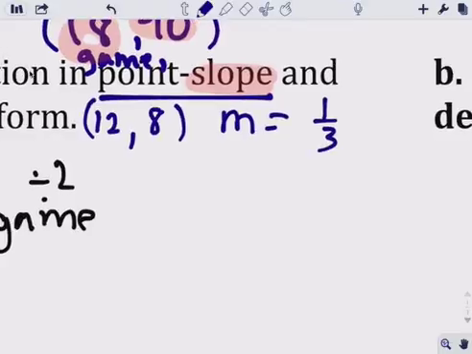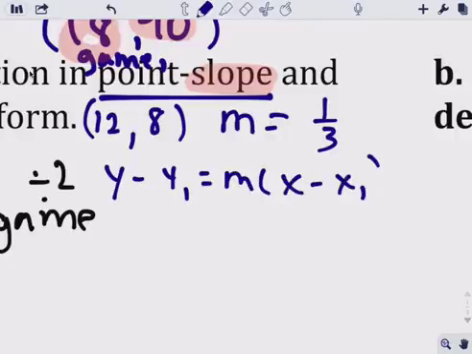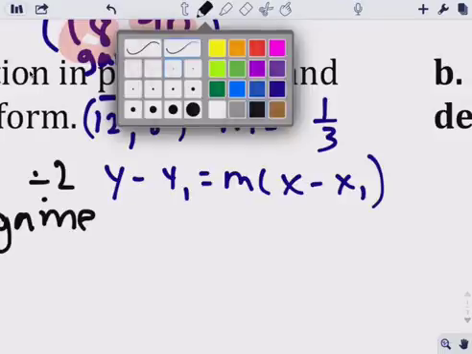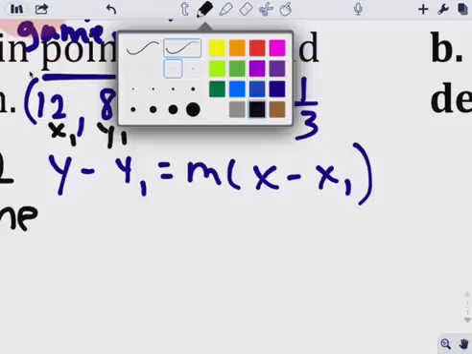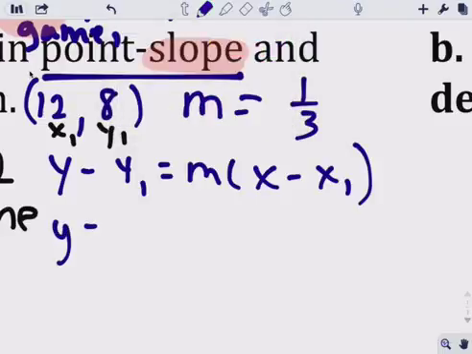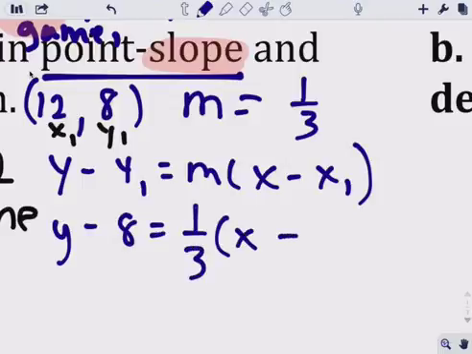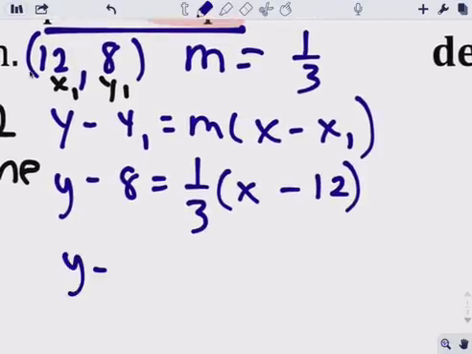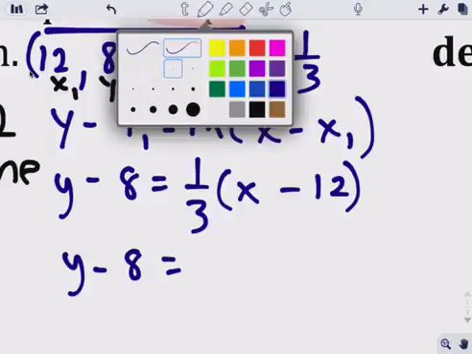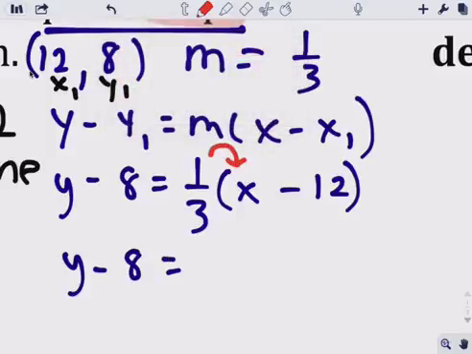And point slope is y minus y1 equals m parentheses x minus x1. Substitute them in. This is x1, y1. Okay, substitute them in. y minus y1, 8, equals m, 1 over 3, parentheses x minus 12. Okay, so y minus 8 equals, distribute this over here.